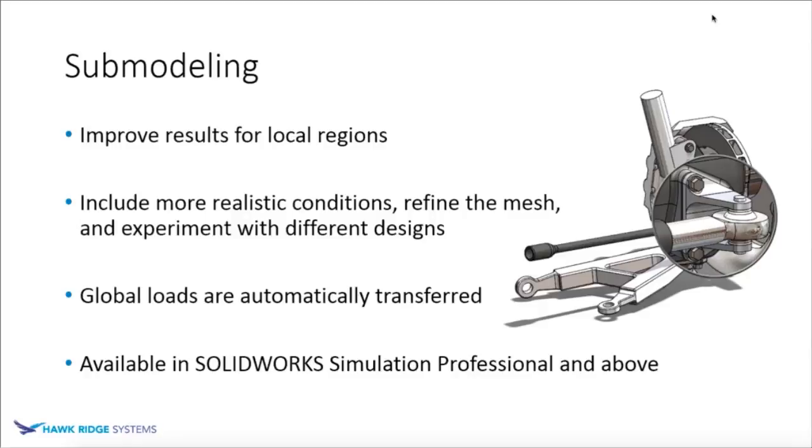We can refine the mesh. We can play around with different designs, maybe use specific connectors. But we're going to be able to do that while incorporating the global effects of the overall analysis. So it's going to be a more accurate approach than simply zooming in and using boundary conditions to represent those other components.